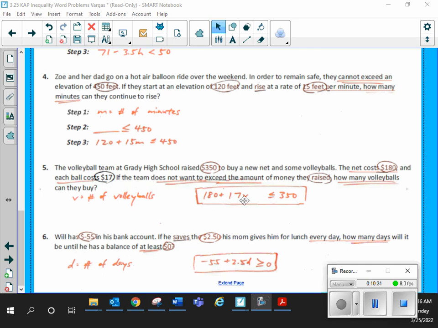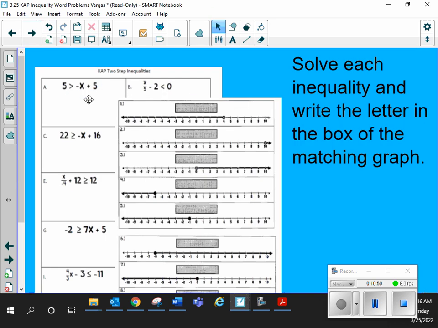Again, like this one, you can switch it. On this one, it could be 2.5D minus 55. I think they just wrote it like this because you're starting with a debt. And so a lot of times some people like to have their starting values first, the first term, but technically it doesn't matter.